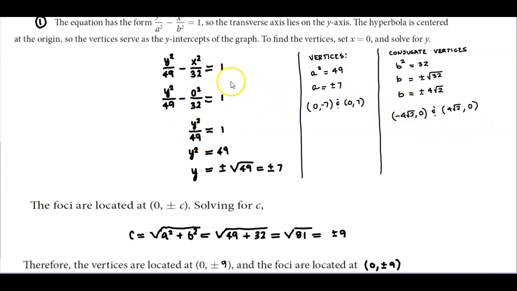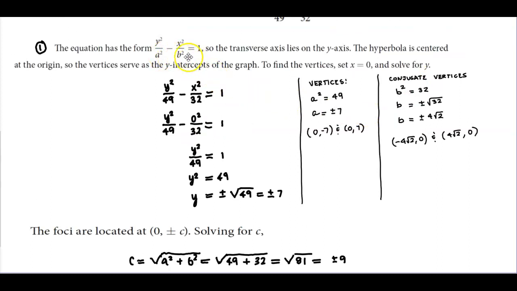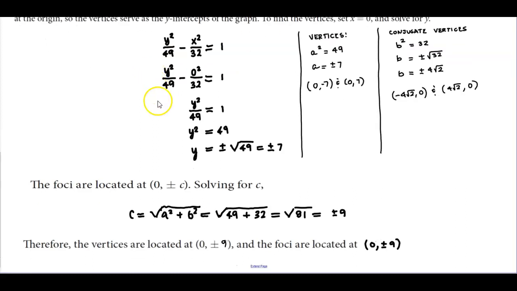So we can either do this, or we can go ahead and find the vertices and conjugate vertices by just using what we did in our previous section with the ellipse. Now the foci are located at 0, plus or minus c. In solving for c, we know that c is going to equal the square root of a squared plus b squared, which is equal to the square root of 49 plus 32, and that's equal to the square root of 81, which is equal to 9. So therefore, the vertices are located at 0, plus or minus 7, and the foci are located at 0, plus or minus 9.